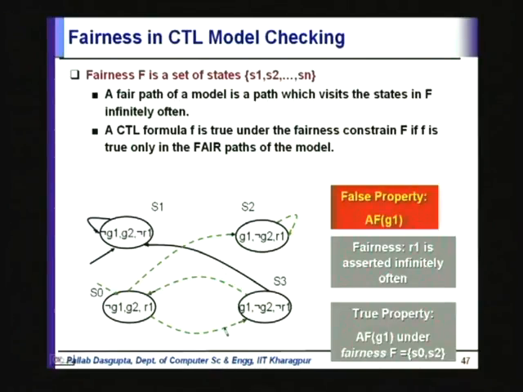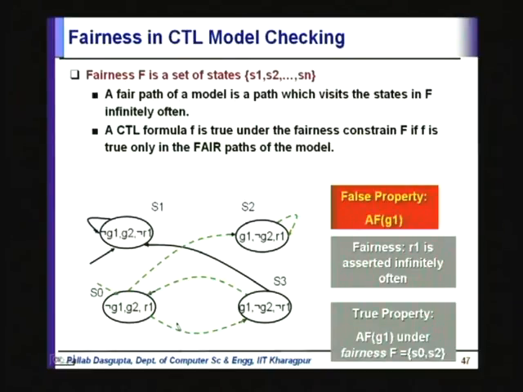okay. Now, in terms of fairness, when you say R1 is asserted infinitely often, it means states satisfying R1 must be visited infinitely often. So, here states satisfying R1 are which ones? These are the states S0 and S2. So, the fairness F is S0, S2. Under the fairness S0, S2, this property AFG1 holds on this restricted Kripke structure. Is that clear?